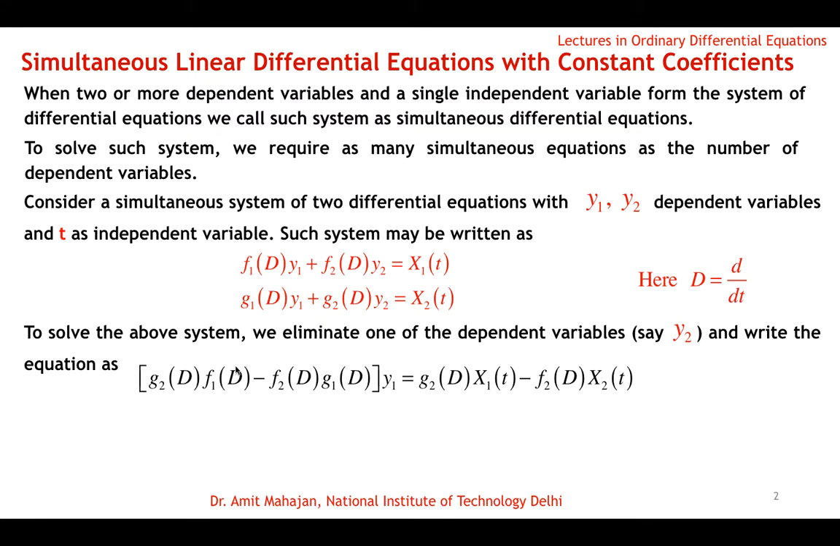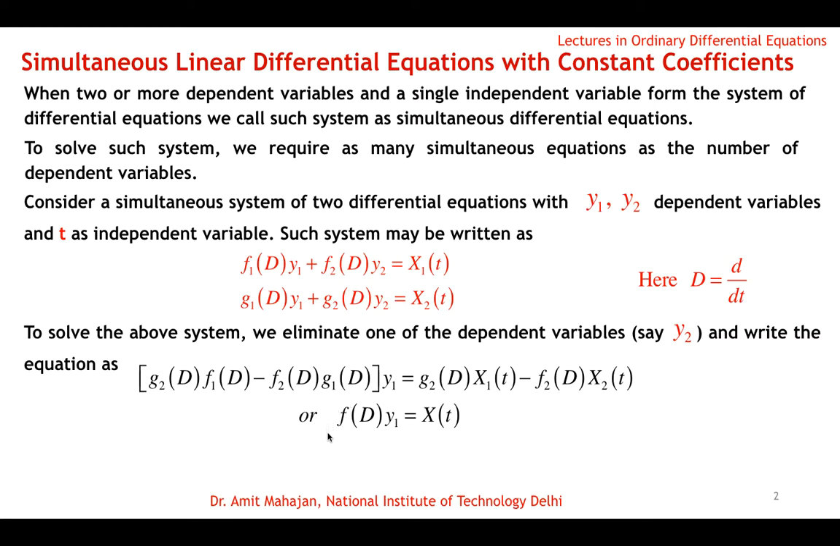This is an operator operated on y1, so we can write the term inside the bracket as some function of D, and similarly the right hand side we can solve to write as a function of t. So this equation can be written in simple form as some operator operated on y1, where f(D) is this whole operator and x(t) is some function of t which we get on solving this. So it is nothing but now a non-homogeneous equation, and we know how to solve this.